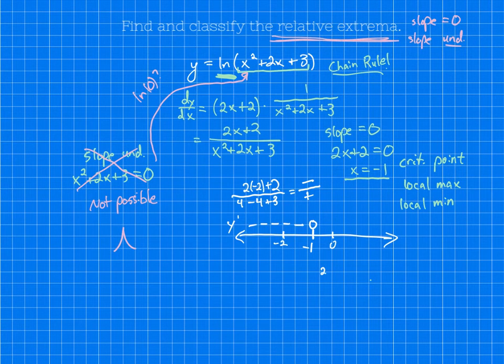So we're doing 2 times 0 plus 2. You can probably do mental math on the bottom, and when you plug 0 into the bottom, you get 3. So this ends up being a positive number over a positive number, which is positive values. So you can see here that our derivative, y prime, goes from negative to positive, meaning that our critical point here is actually a local min.